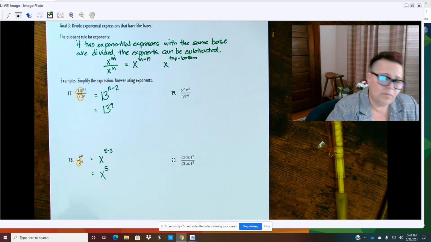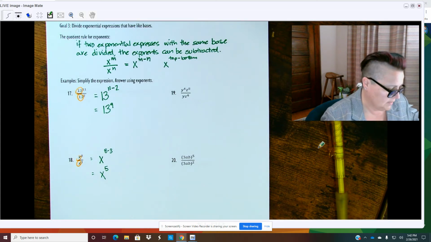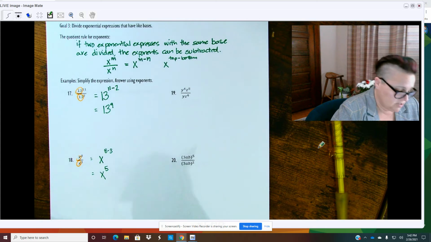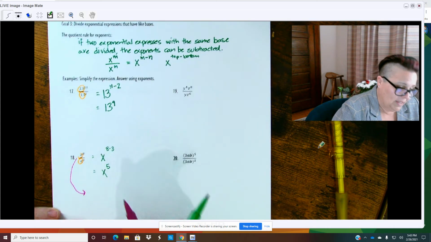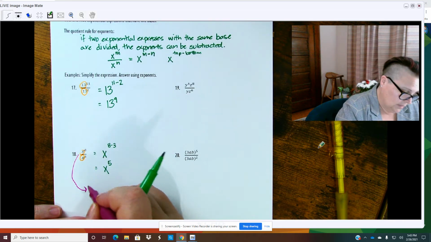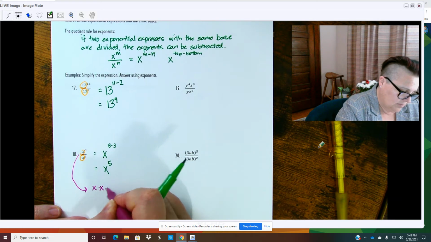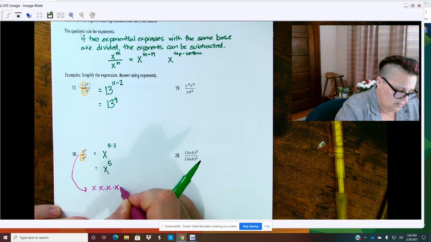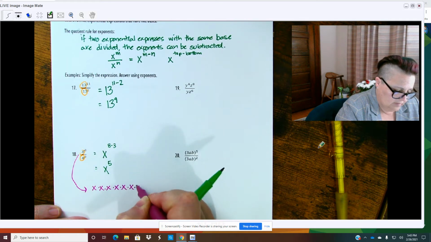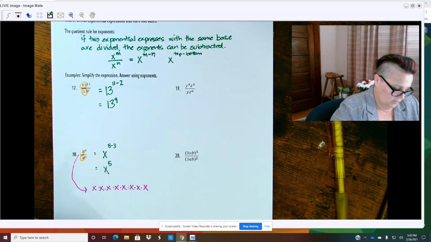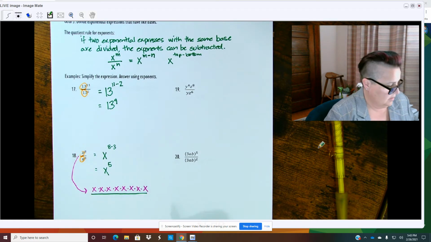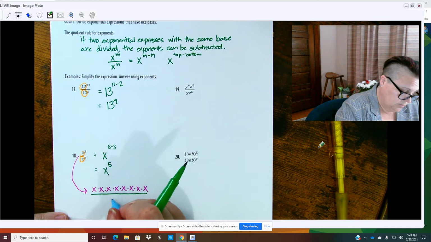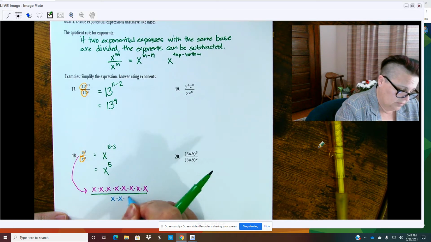How does this work? Well, this is a good one to show you how it works. So basically, we're just canceling factors. If we were to do this the long way, writing it all out, that's going to be x times x times x times x. 5, 6, 7, 8. Right? That's x to the 8th over x to the 3rd, which would be an x times an x times an x.